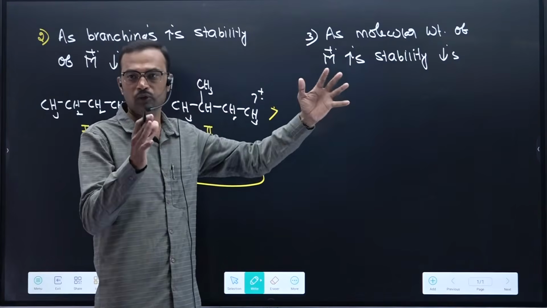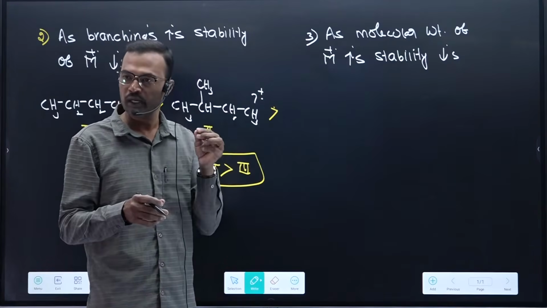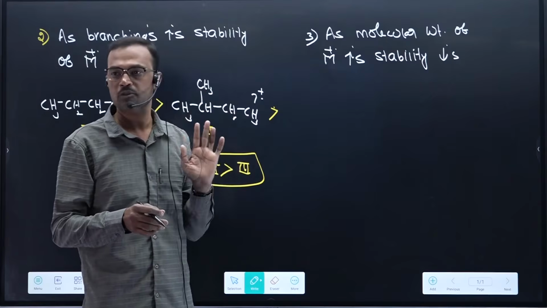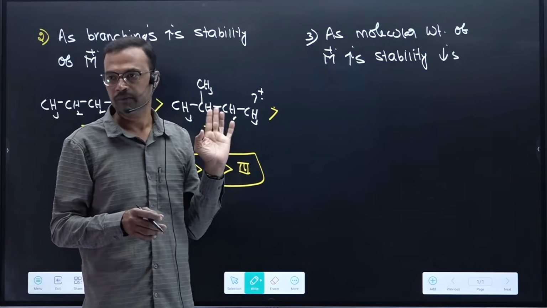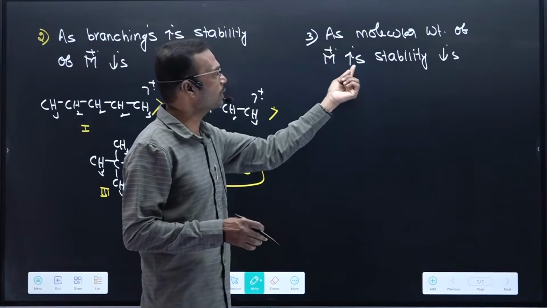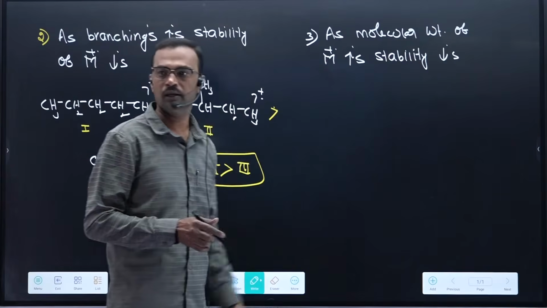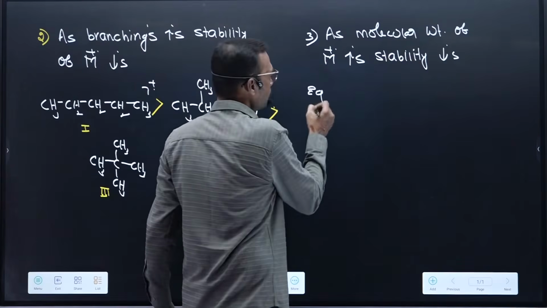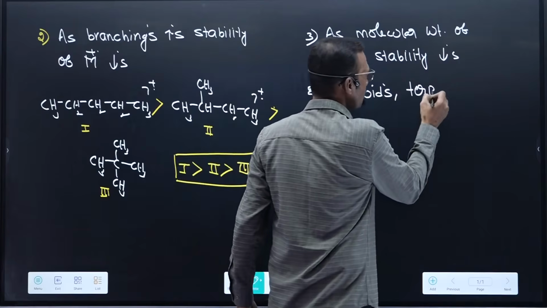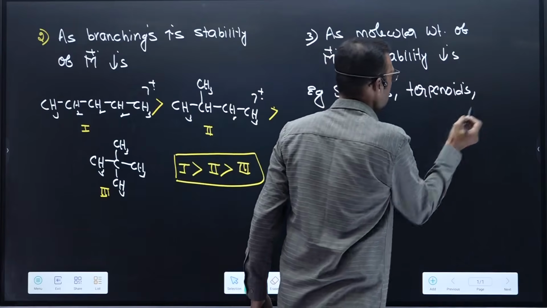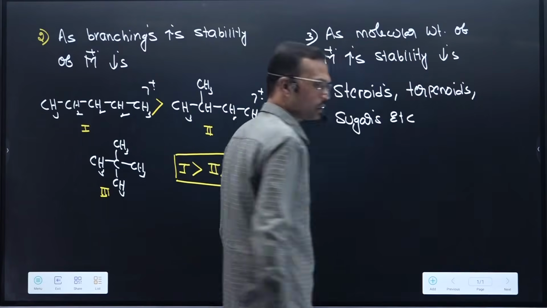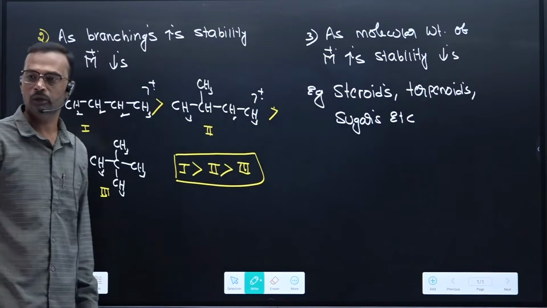Suppose I am taking a bulky molecule, a very large molecule, whose lifetime is very short. If the lifetime is too short to identify, its peak intensity is almost negligible in mass spectrometry. Sometimes the peak cannot appear. So I can say that as the molecular weight of a molecular ion increases, its stability decreases. Examples for this case: we can take any steroid, a terpenoid, and even sugars, etc. Sugars and carbohydrates, if you take, almost always the molecular ion peak is not available in mass spectrometry.